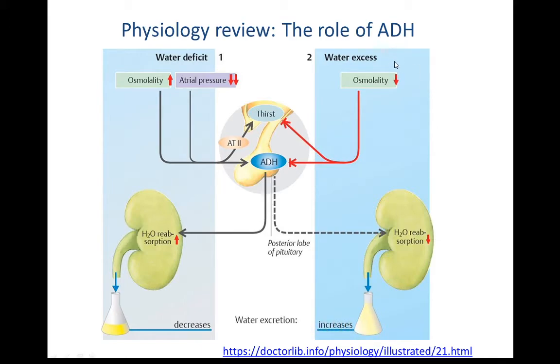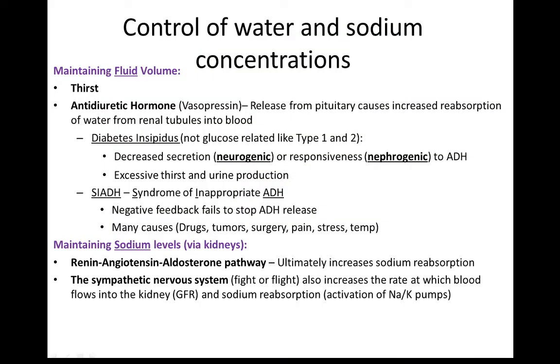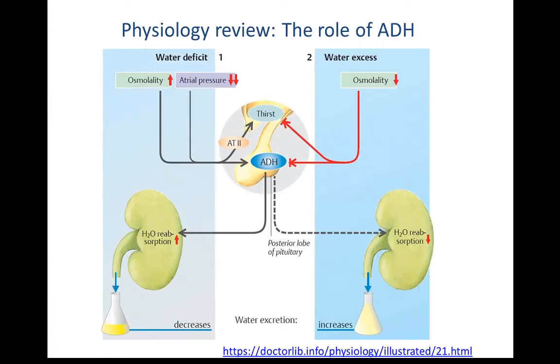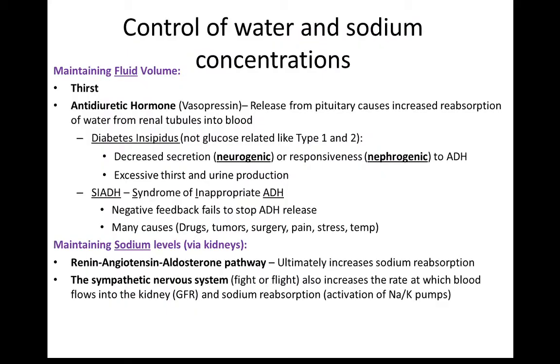In water excess situations, the osmolarity of extracellular fluid becomes normal in about an hour or so. So in an hour of sensing the decreased osmolality, our bodies can correct a water excess situation. So thirst is an important way that our bodies manage fluid volume.